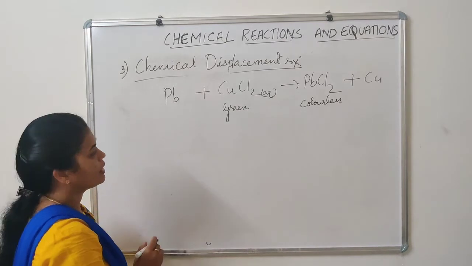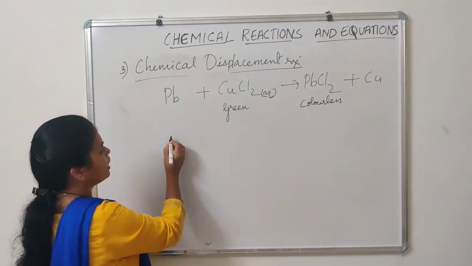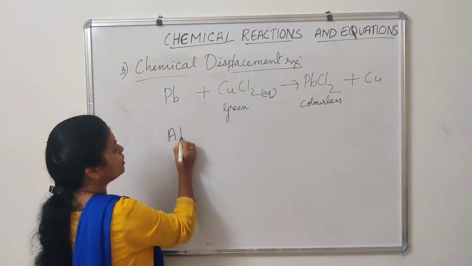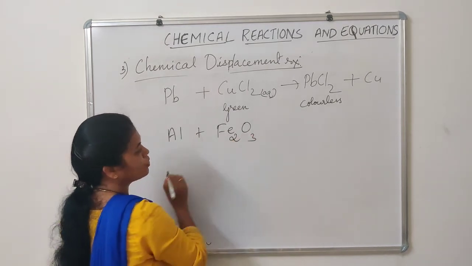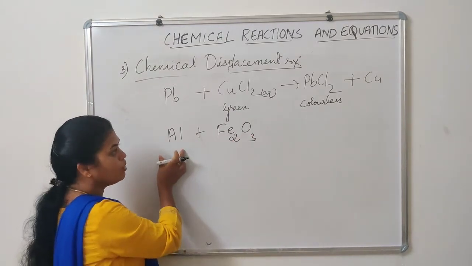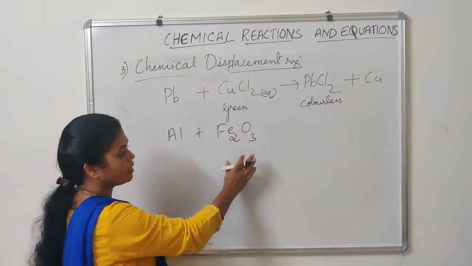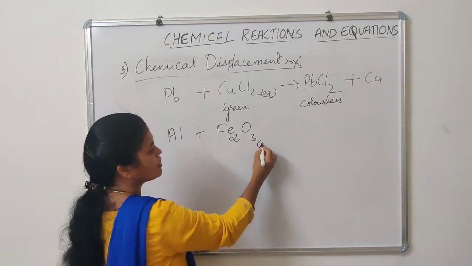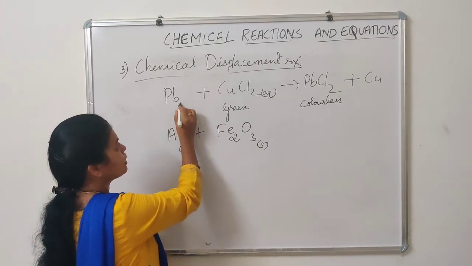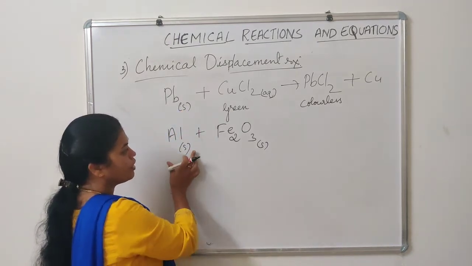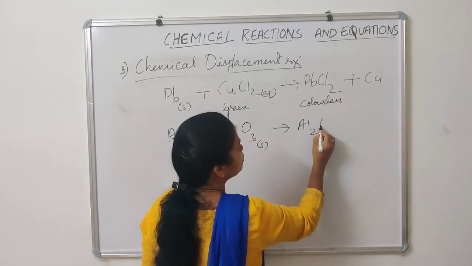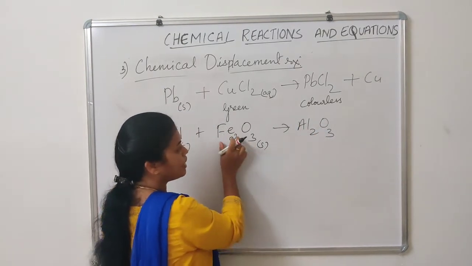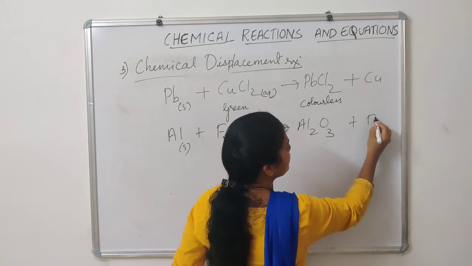Okay. Now let us take another example: aluminium plus iron oxide, Fe2O3. When you heat aluminium powder with the iron oxide, here not an aqueous solution, this is also solid and this is also solid. So when we heat aluminium with the iron oxide, it forms Al2O3, aluminium oxide, and iron gets separated out.